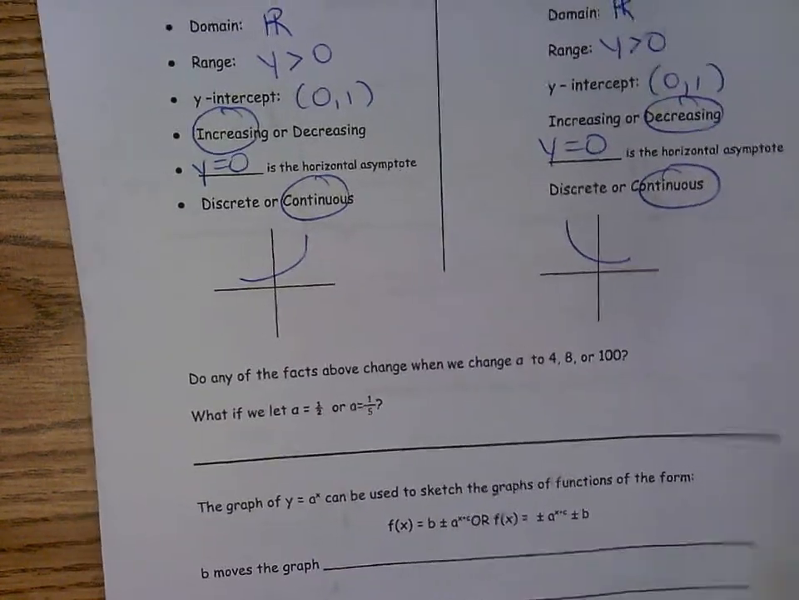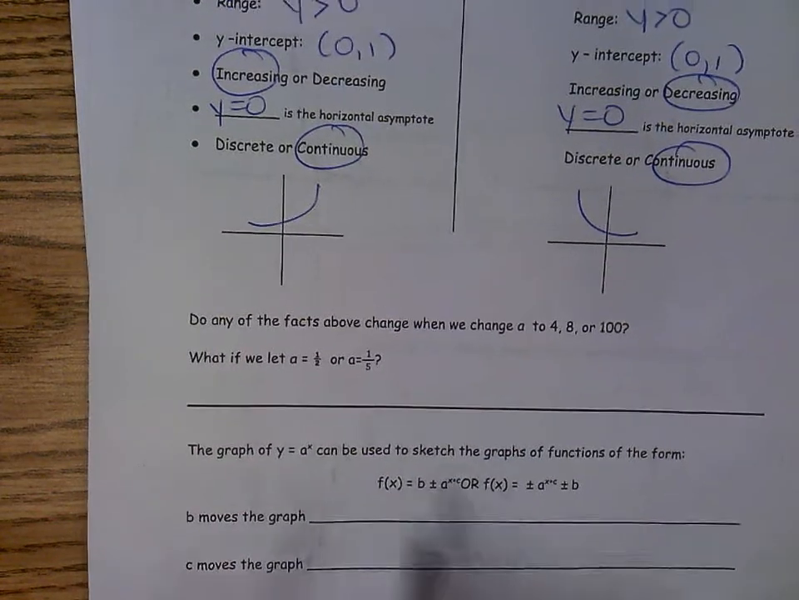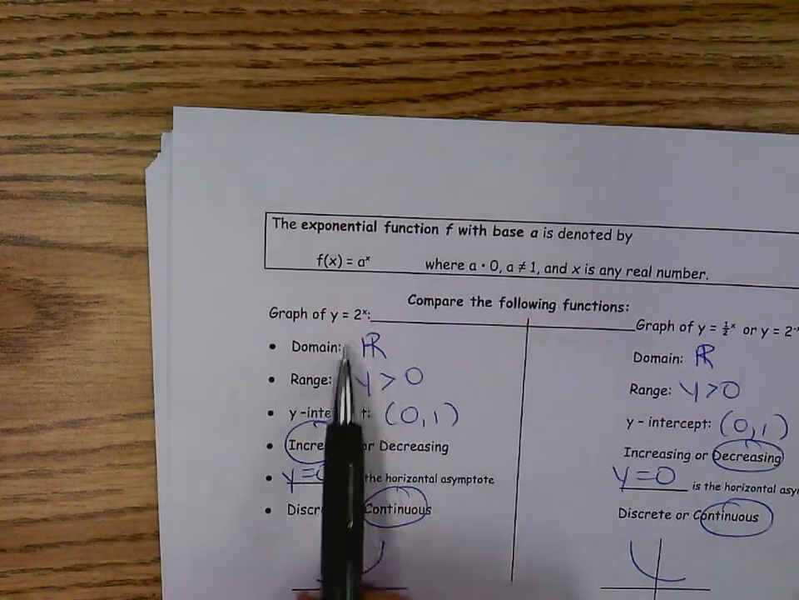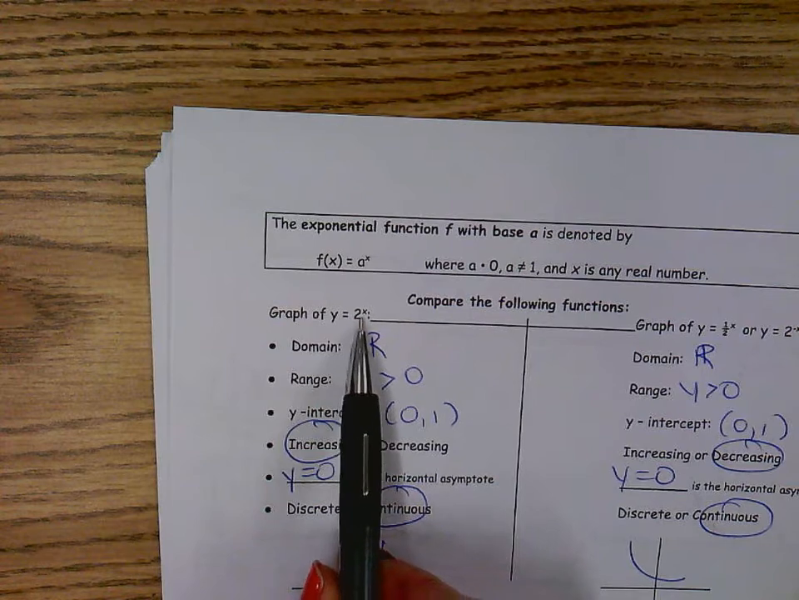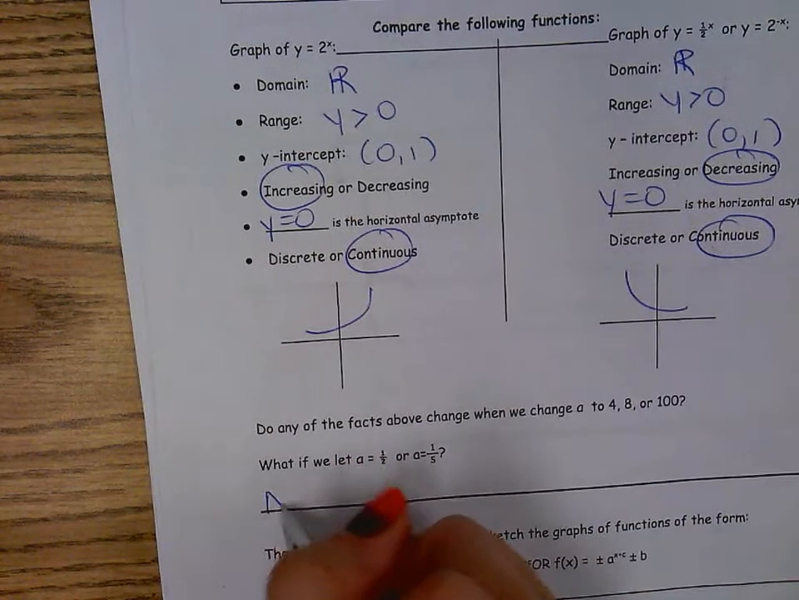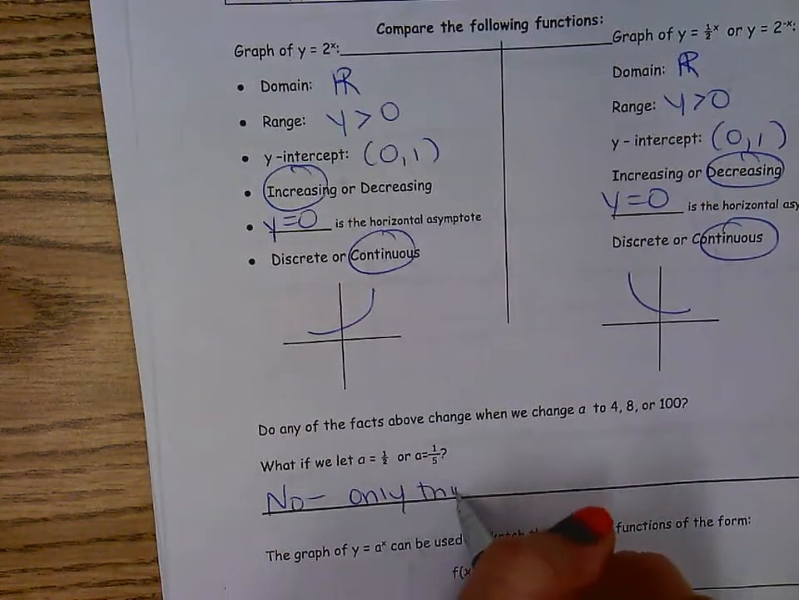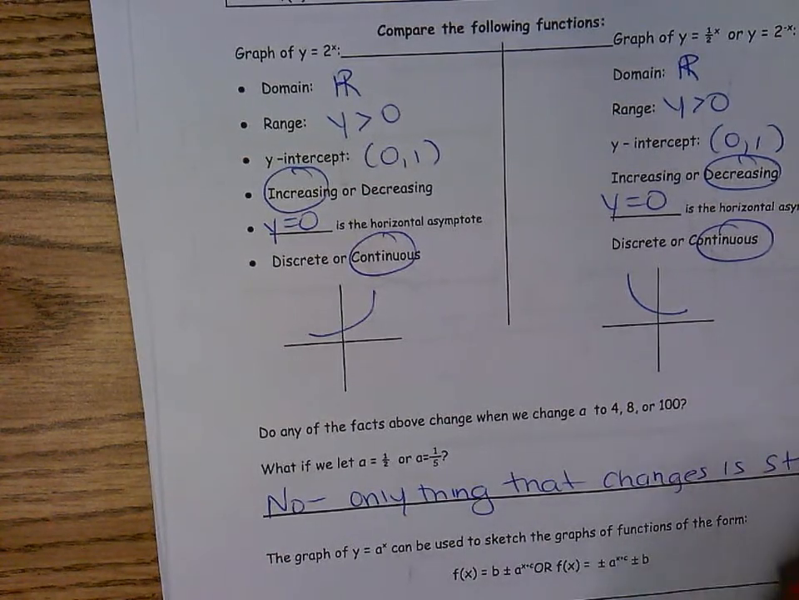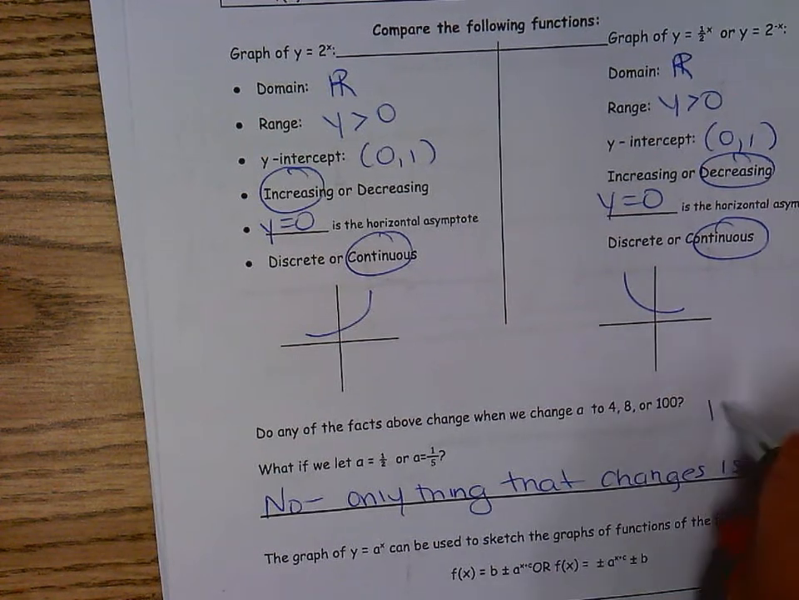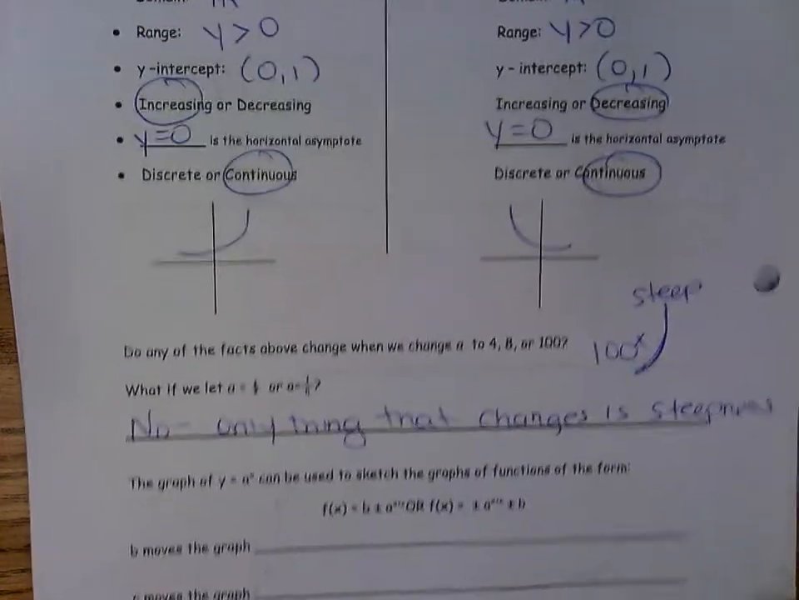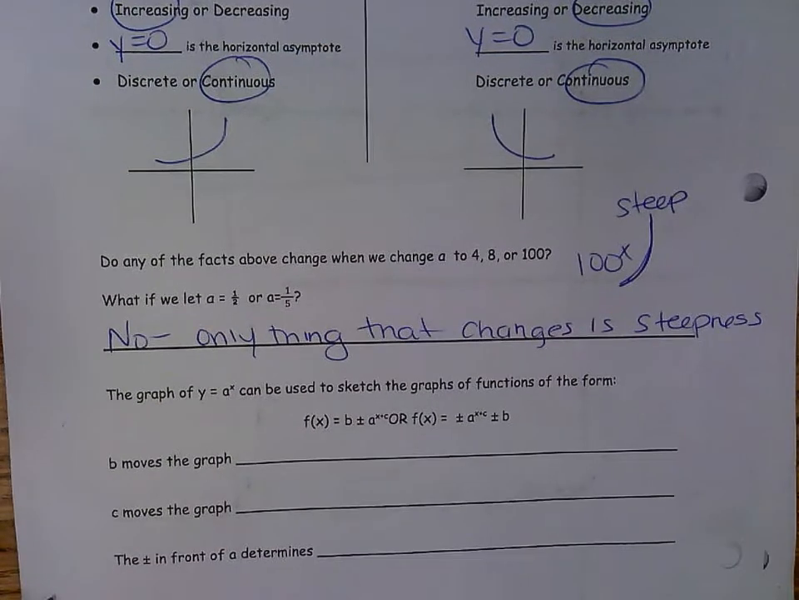All right, so it says, do any of the facts change if the base is like 1/2, 1/5, 4, 8, 100, right? If I change this to a 4 or 100, all of these facts would stay exactly the same. So the only thing that changes is the steepness. If you have 100 to the x power, it's going to be really steep, right? Because now it's 100 squared or 100 cubed instead of 2 squared or 2 cubed.